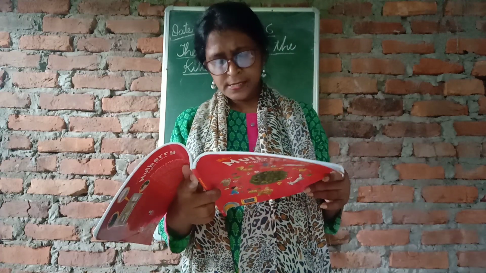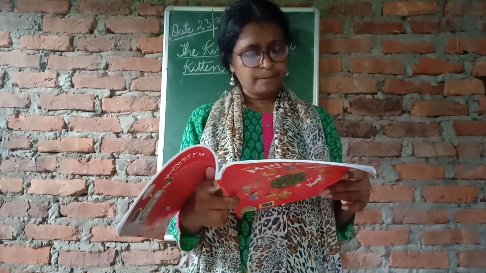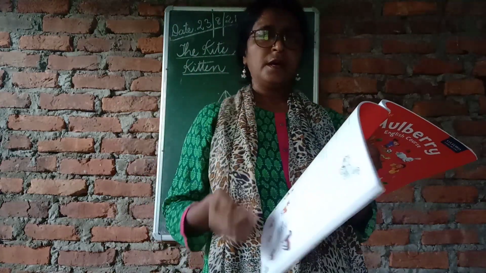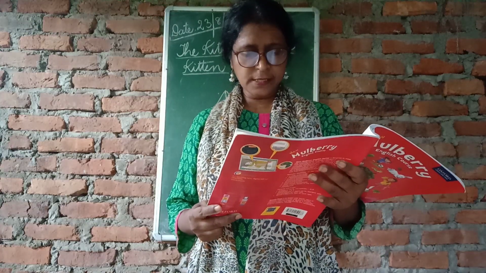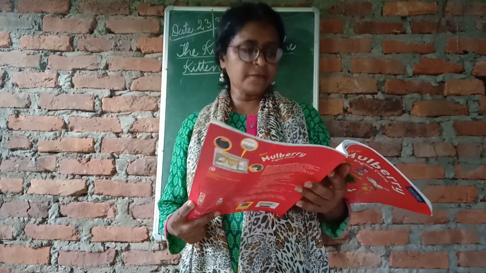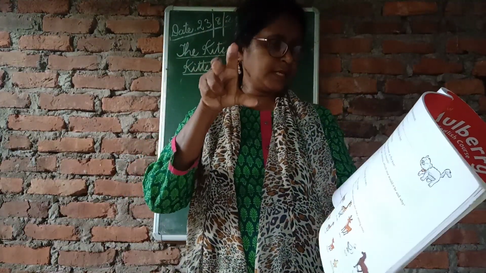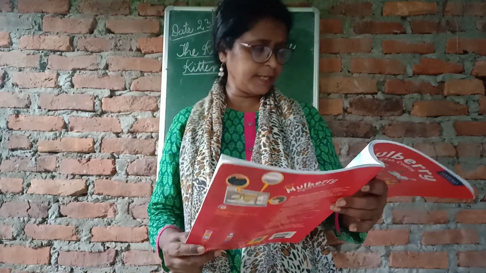And paw means the foot of an animal that has nails. And birds have claws. And animals have nails. You have seen kitten nails, dog's nails. And every animal has nails. With that they hold things tightly. That is called paw. P-A-W.